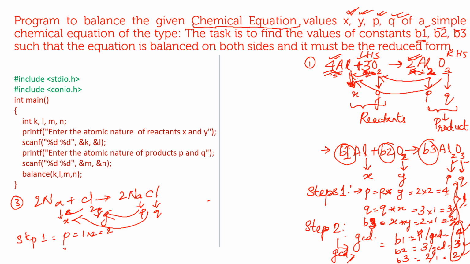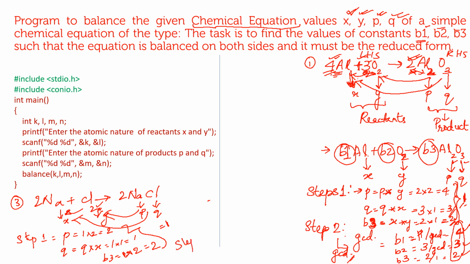Then what is your next q value? Q is equal to q into x, where chlorine is 1. What is your x value? X is equal to 1, right? 1 into 1, which is equal to 1. What is your B3? X into y. So what is your x into y? X is equal to 1 into y is equal to 2, which is equal to 2. So 2, 1, 2. What is your GCD of these three numbers? You have 1, right? So obviously your GCD will be equal to 1.